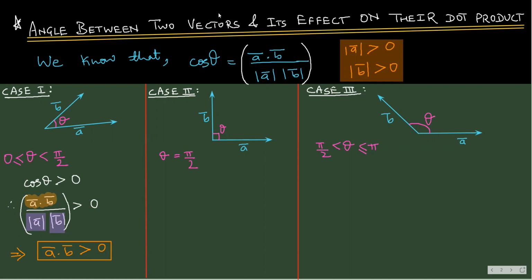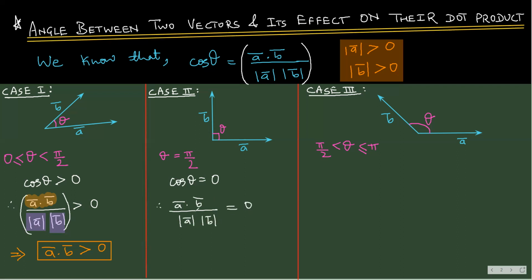Okay. Then we come to the second case, when theta is pi by 2. Now you know students, if theta is pi by 2, cos of theta is equal to 0. If cos of theta is 0, what does that imply? It implies that this one is going to be 0. So I will write a bar dot b bar upon mod a bar mod b bar is equal to 0.